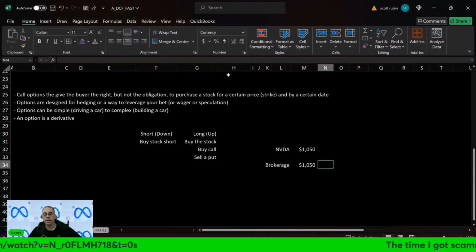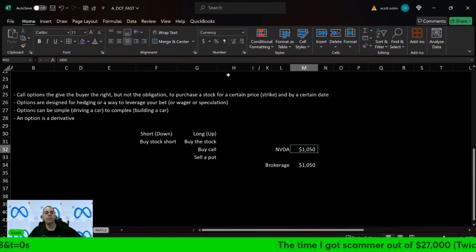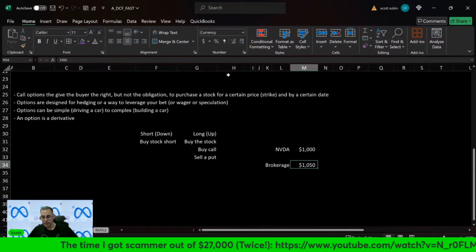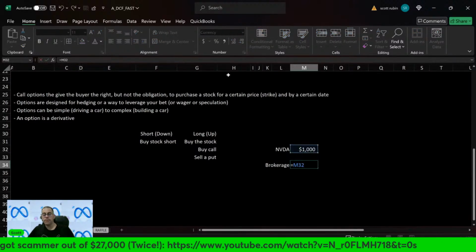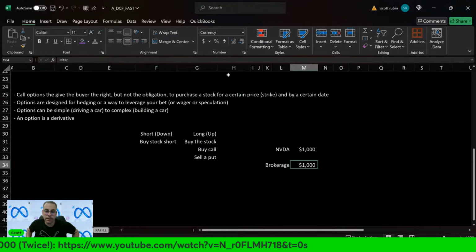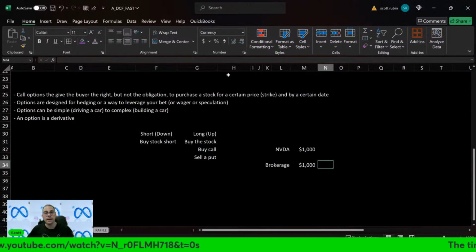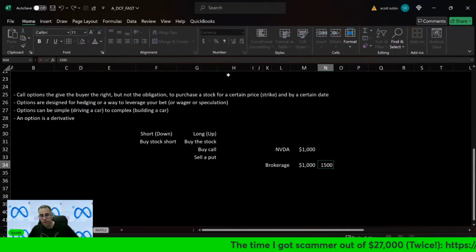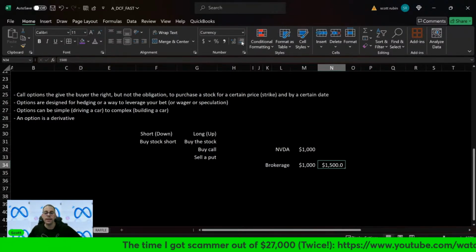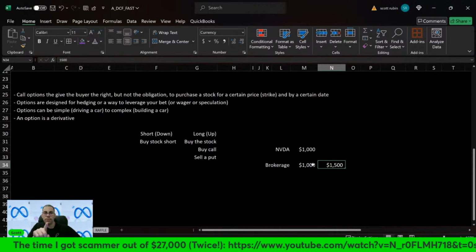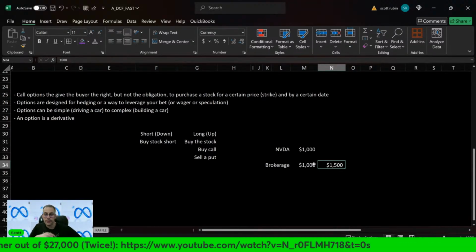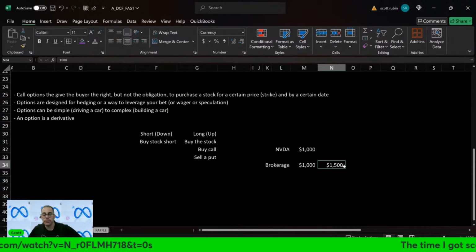But what happens if a few months from now, it goes from 1,050, let's just pick 1,000, so it's easier numbers. So you bought NVIDIA short for $1,000, so you have $1,000 in your brokerage account. Three months later, it's $1,500. You shorted one share, so you have to replace it. So you have to buy NVIDIA on the open market for $1,500 and replace the one you borrowed. So you would lose $500 on the trade.